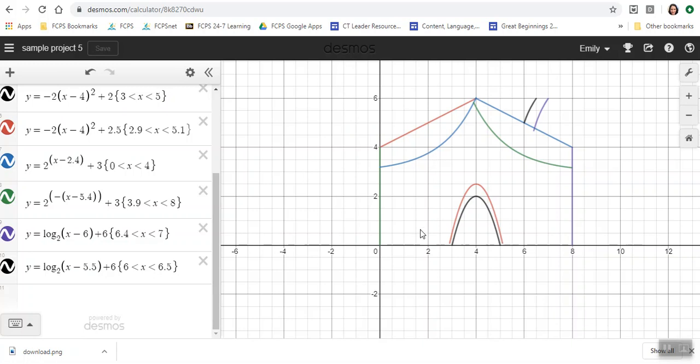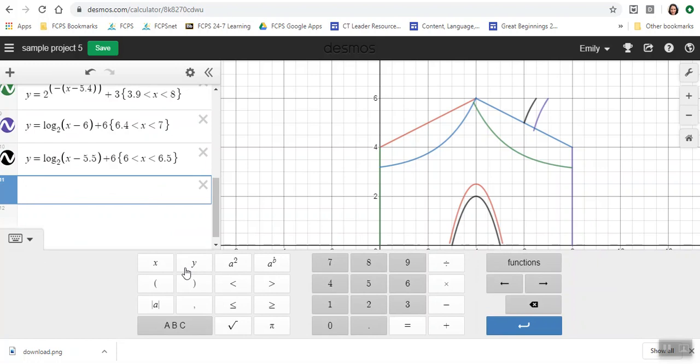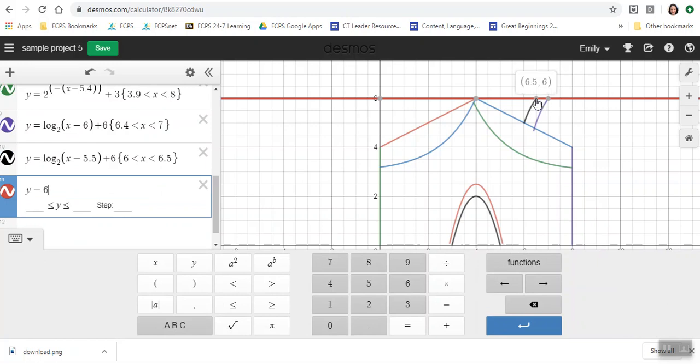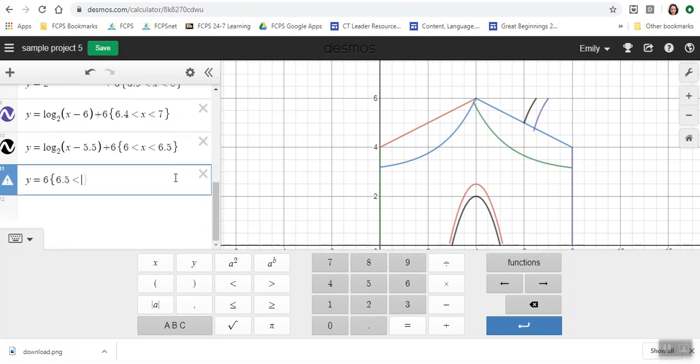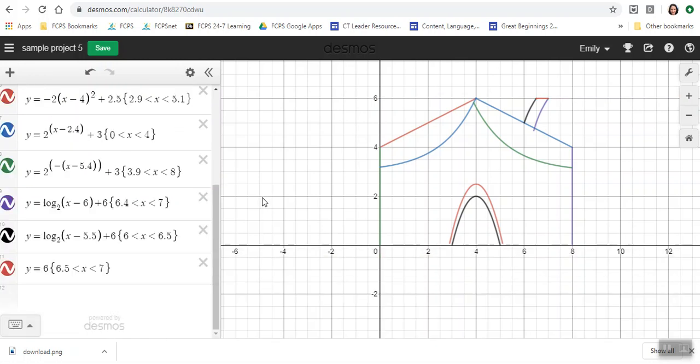So looking at this, even though I have at least 2 lines, at least 2 quadratics, at least 2 exponentials, and at least 2 logarithms, it does feel a little unfinished without this piece right here. So I'm going to do a horizontal line, and to get the horizontal line, it's going to be a y equals, and up here I can see all the y's are 6, so y equals 6. And I only want the piece from here, where x is 6.5, to here, where x is 7. Okay. All right, so I'm pretty happy with that now.